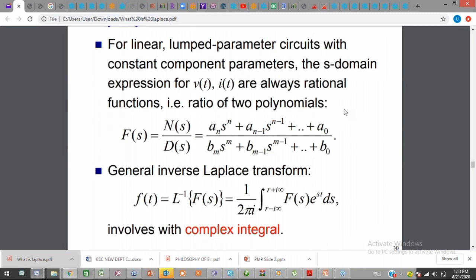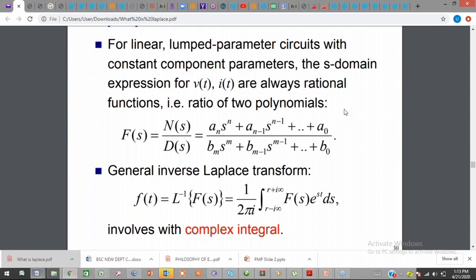This involves complex integrals. If F of s is a proper rational function, m is greater than n, the inverse transform is calculated by: 1, partial fraction expansion, and 2, individual transform. That is for the types.